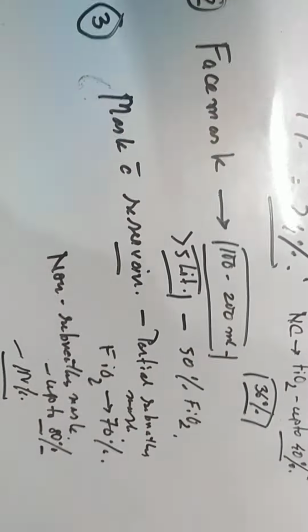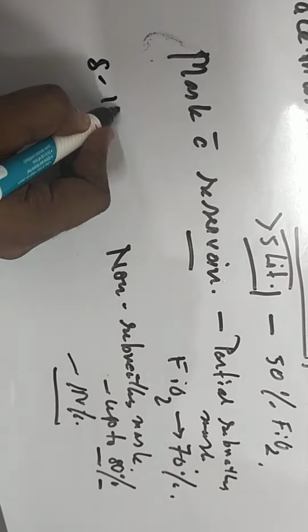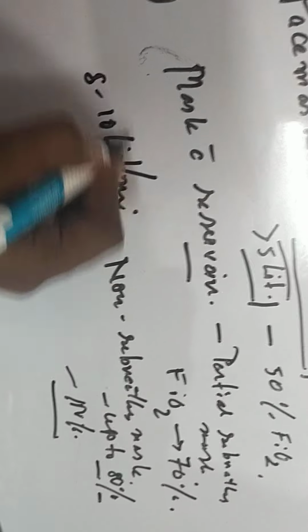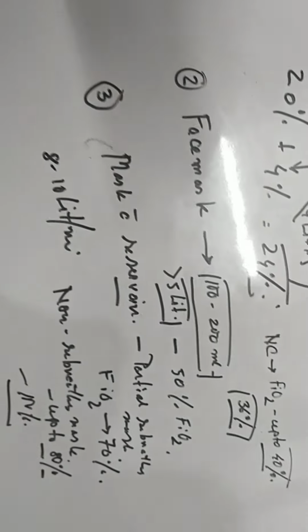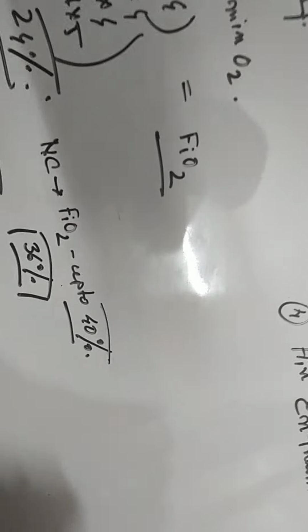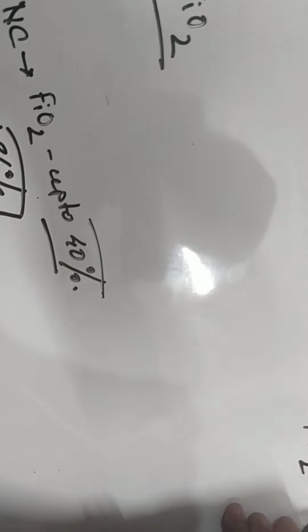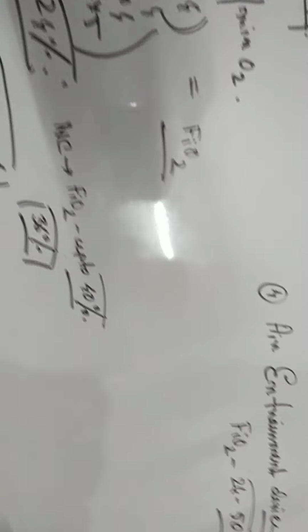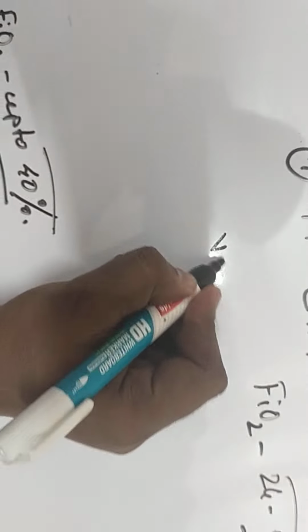You should give oxygen 8 to 10 liter per minute through this, not less than that. Another device, air entrainment device. FiO2 24 to 50% it can provide, as Venturi mask.